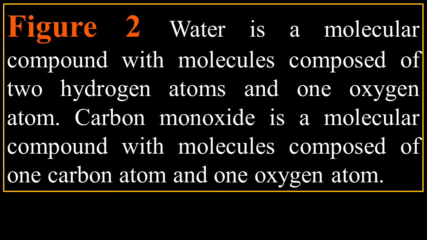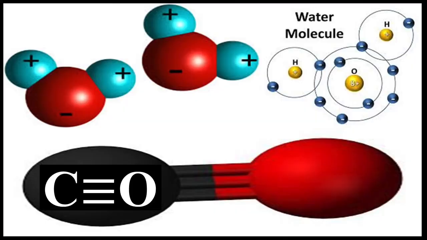Figure 2, water is a molecular compound with molecules composed of 2 hydrogen atoms and 1 oxygen atom. Carbon monoxide is a molecular compound with molecules composed of 1 carbon atom and 1 oxygen atom. Carbon monoxide will compete with oxygen to adhere to the hemoglobin and can cause asphyxiation if there's too much carbon monoxide in a particular area. So carbon monoxide can be very dangerous.